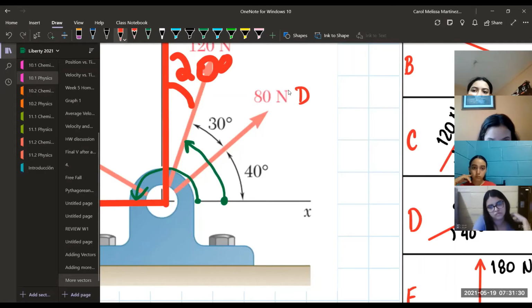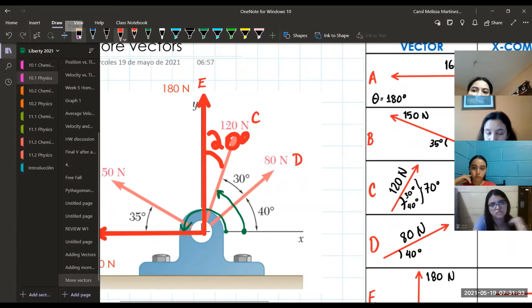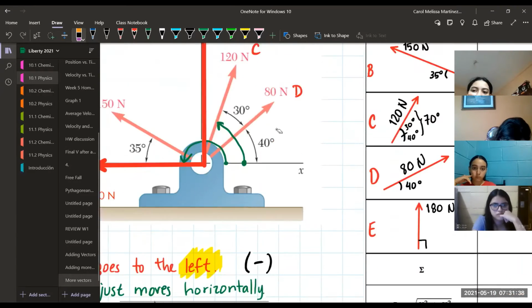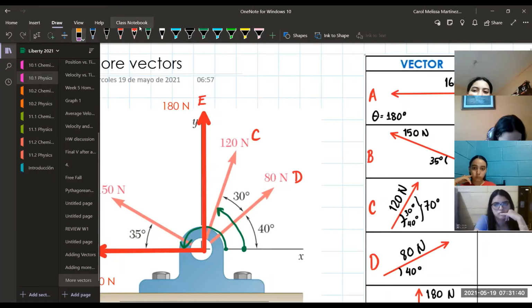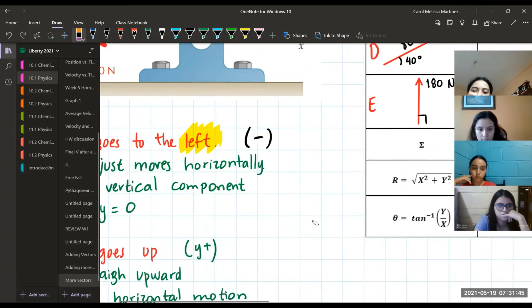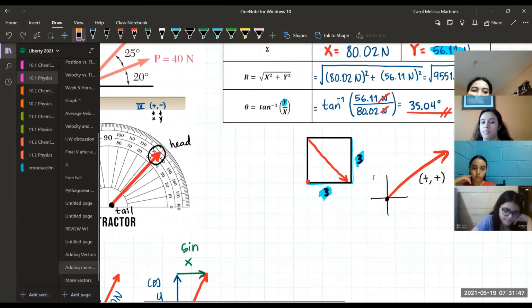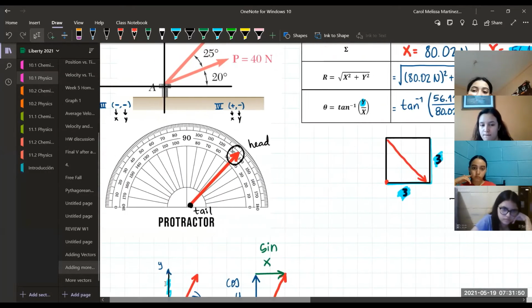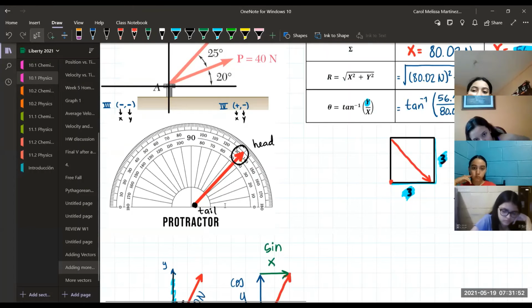I'm not saying that it's not possible. I'm just saying that it requires an extra procedure. Yes, you can do it. But I totally recommend to measure from the x-axis. The reason is because in the protractor, as you can see, the angles are measured from the x-axis. That's why I prefer the x-axis. They are measured from here, which is your x-axis.